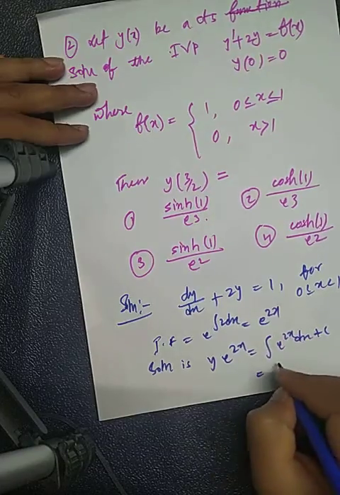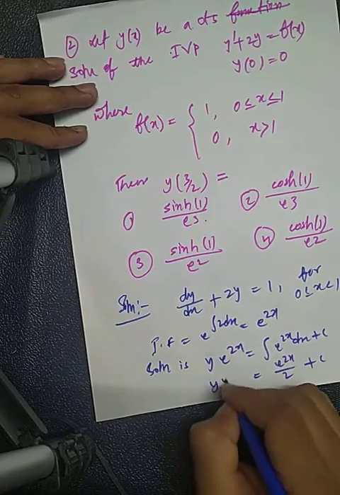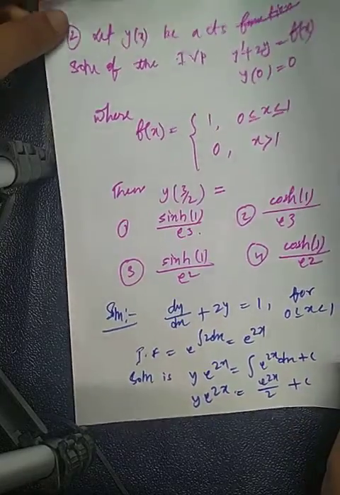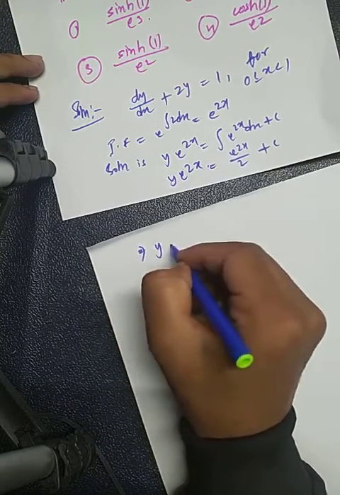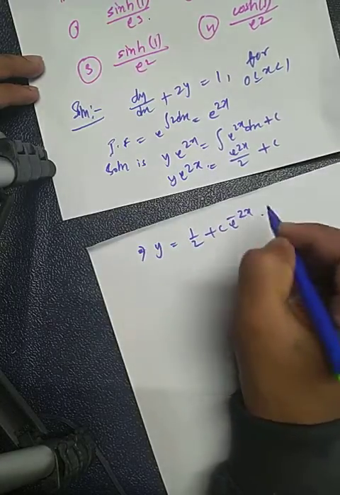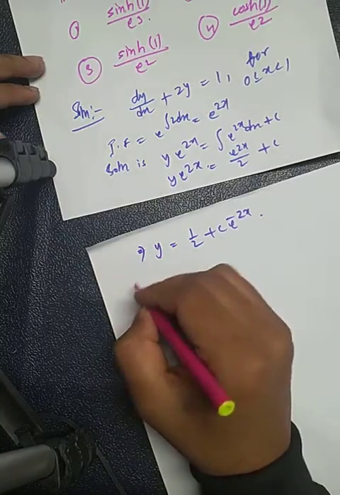So it is equal to e to the power 2x by 2 plus c e to the power 2x. So if we look carefully, that's important. This implies y is equal to half plus c e to the power minus 2x. So that's what is important.